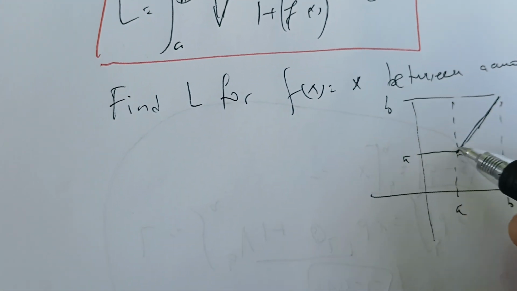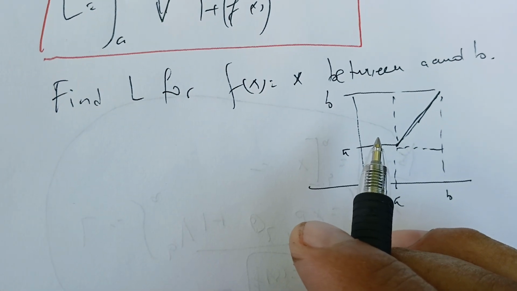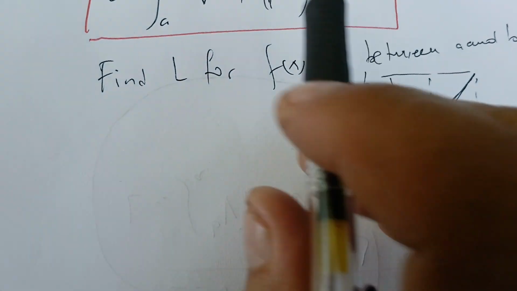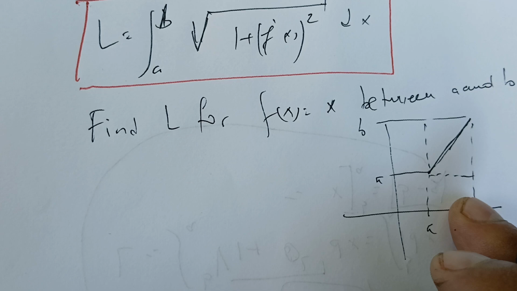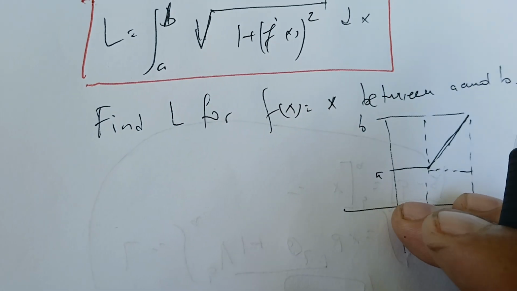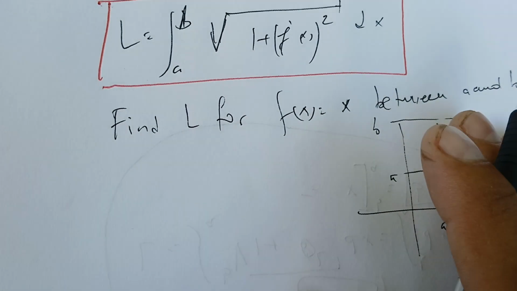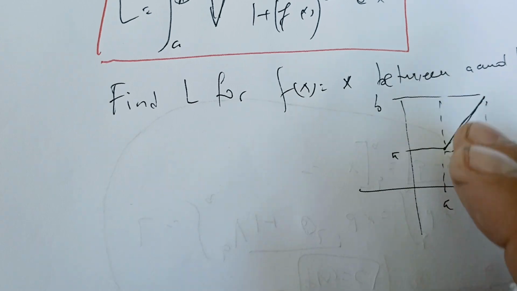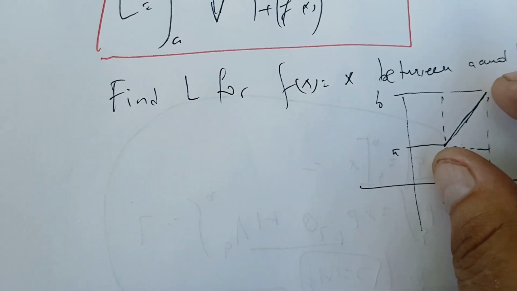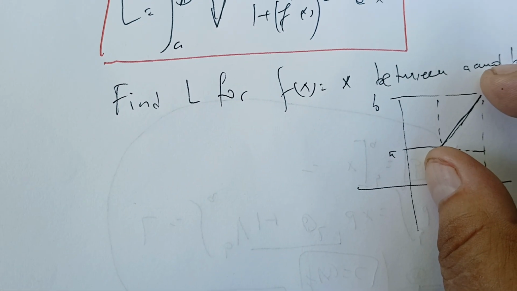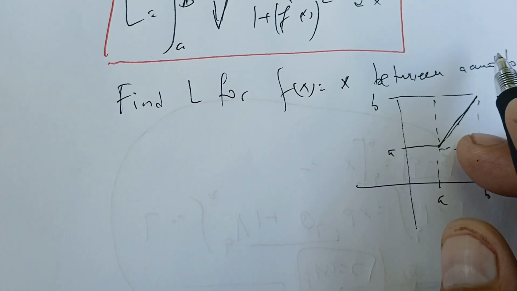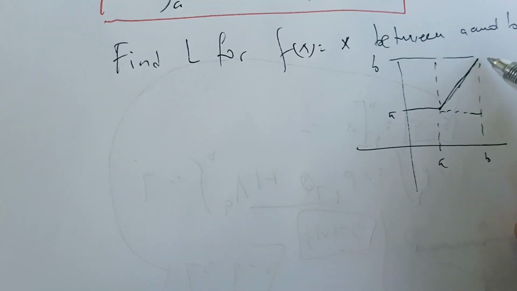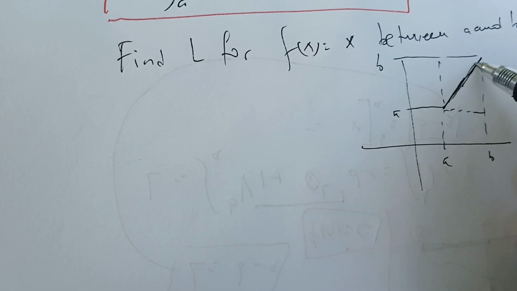We can do it two ways. We can first use the formula and get the length, or we can use the geometry approach first to find the length of this part of the function. So let's first find it using algebra or using geometry. Our aim here is to compute this length here.